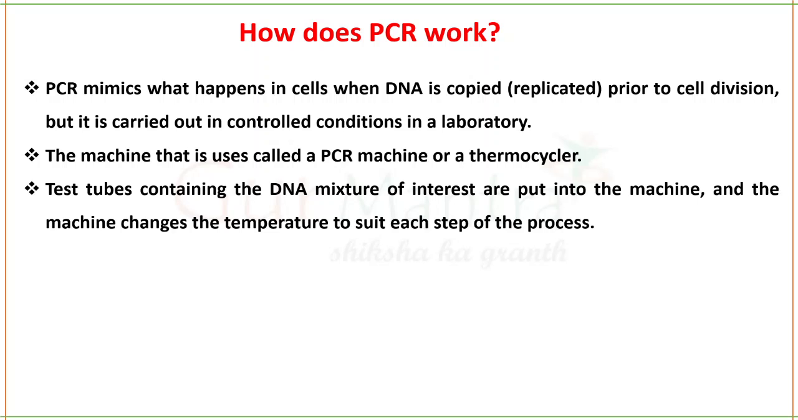The machine that is used is called a PCR machine or a thermocycler. So the machine which we use to conduct the PCR reaction is called a PCR machine or a thermocycler. You should know this name, thermocycler. They might ask you thermocycler in the question and not give PCR, but you should still know it is the same. The test tubes containing the DNA mixture of interest are put in the machine. They are not literally test tubes, but small microfuge tubes. The machine changes the temperature to suit each step of the process. There are several steps in PCR, and for each step the temperature changes.